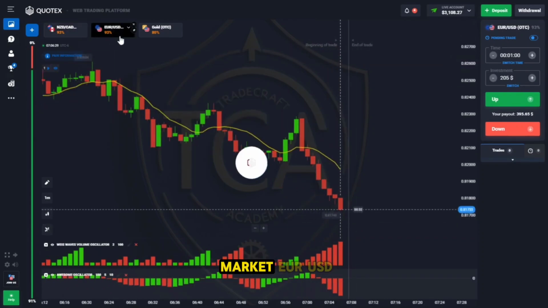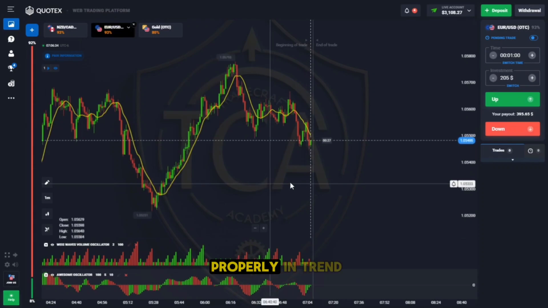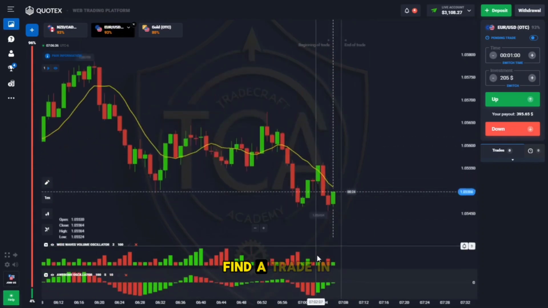Let's check the next market, EUR/USD. In this market, volume is low and the market is not properly in trend. So we try to find a trade in this market.